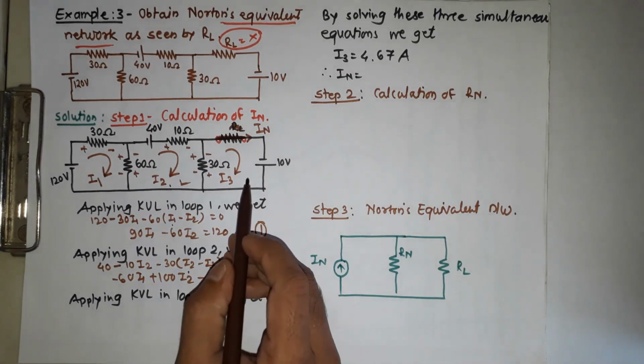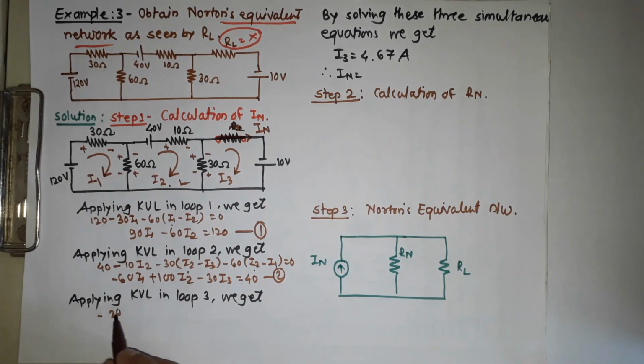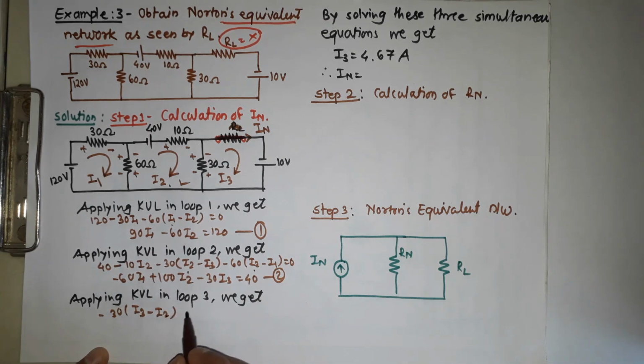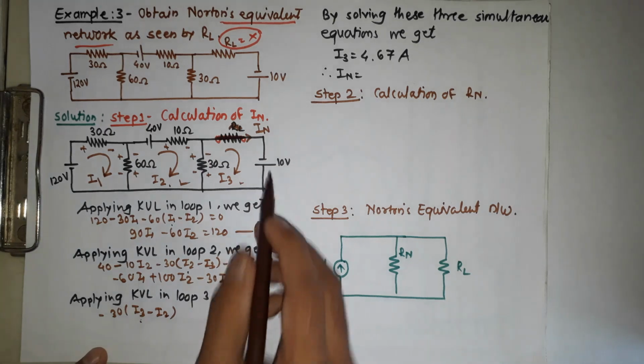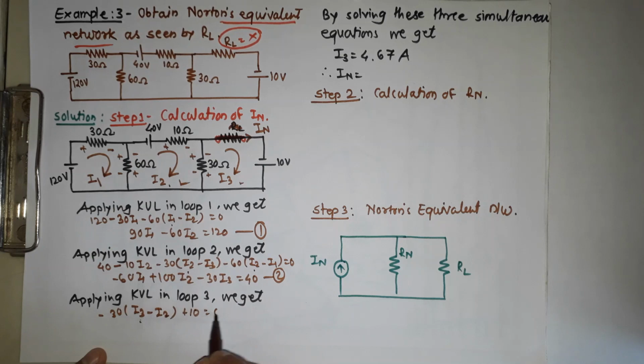Now we are applying the KVL in the third loop. Suppose we are starting from the 30 ohm, so it is minus 30 (I3 minus I2). Here we consider I3 first because we are considering the third loop. Then for this 10 ohm, current flowing from minus to plus, so it is plus 10 is equal to 0. And again by simplifying this, we got 30 I2 minus 30 I3 is equal to minus 10. This is the third equation.